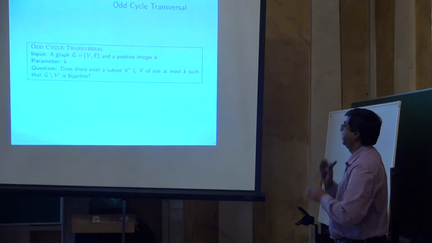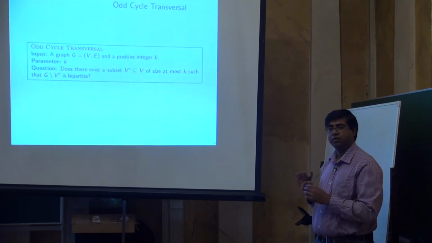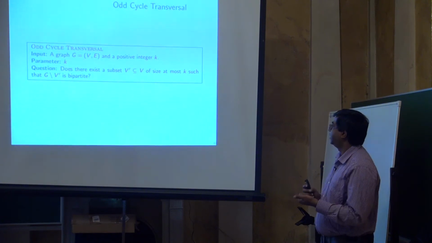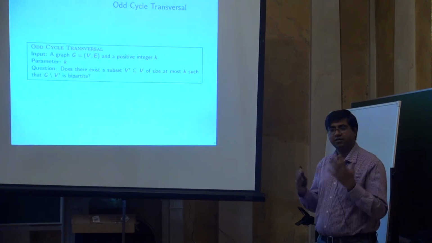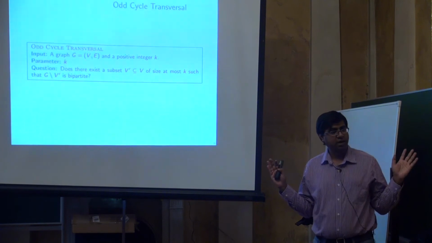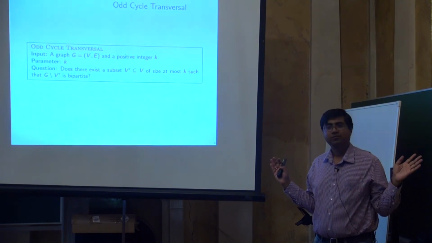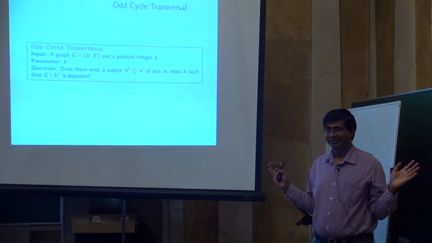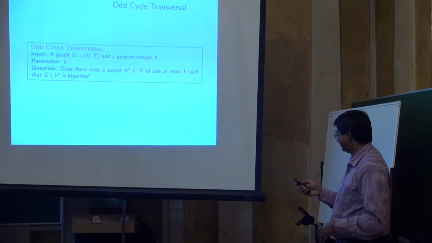Okay, here it is in bullet form. This is odd cycle transversal. Given a graph and an integer k, we delete vertices so that the graph becomes bipartite. Everyone knows what a bipartite graph is? Yes or no? Yes. Good.